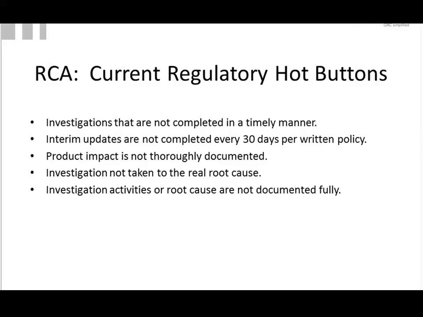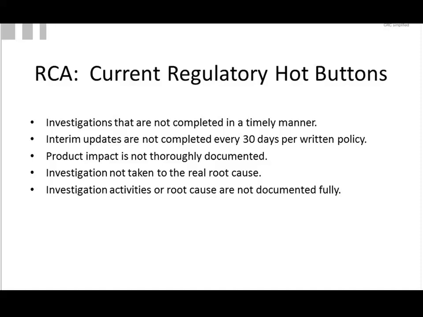The longer they stay open, the greater the chance of shipping a questionable product that is not as safe and effective as it could be. Product impact, we're going to talk about two definitions of that term, and one that's neglected. And then the fact that the investigation is not taken to the real root cause.